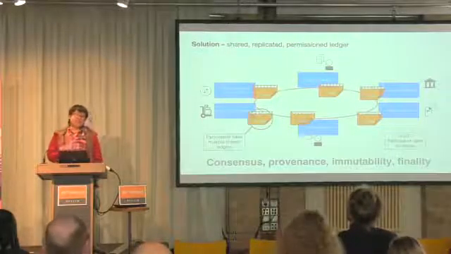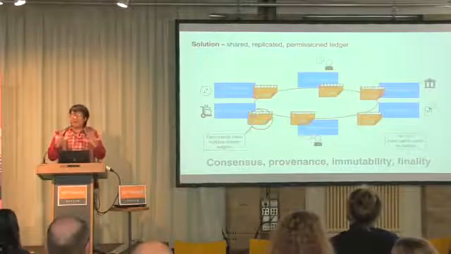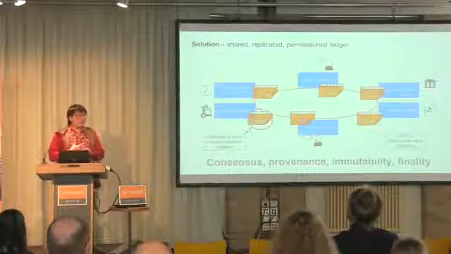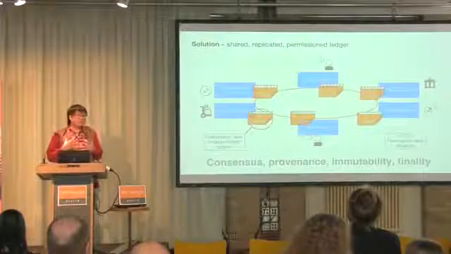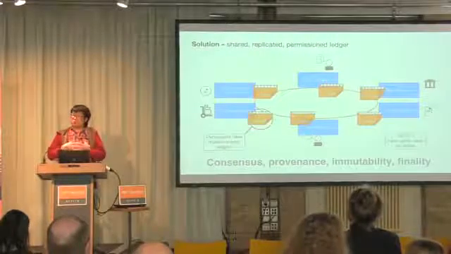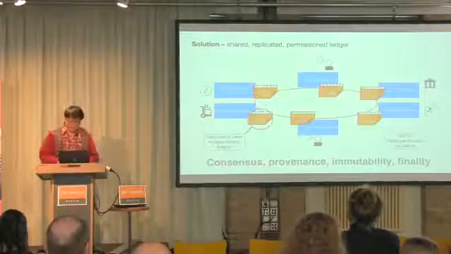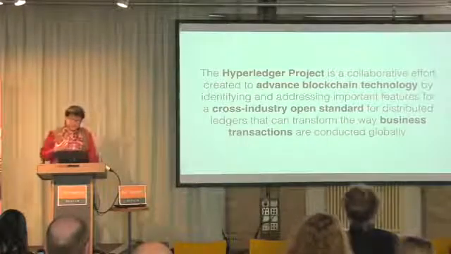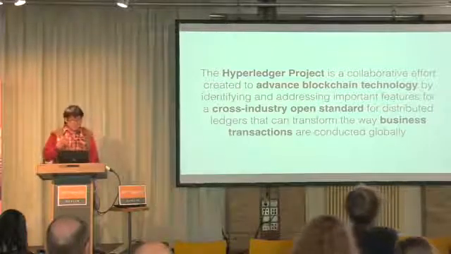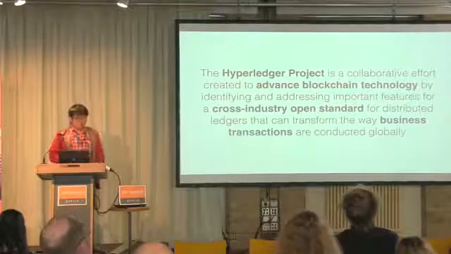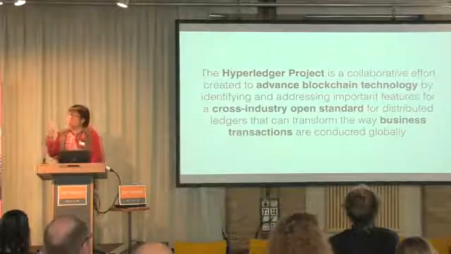And because it's open, there's a lot of information that, from a banking sector or security or finance or supply chain or whatever it is, a lot of people don't really want to be too open. They want to control that flow of information and the visibility of information. So one of the things with Hyperledger is it is a collaborative effort created to advance blockchain technology, okay, by identifying and addressing important features for a cross-industry open standard.